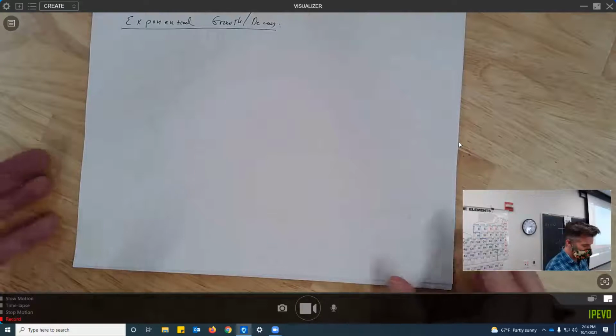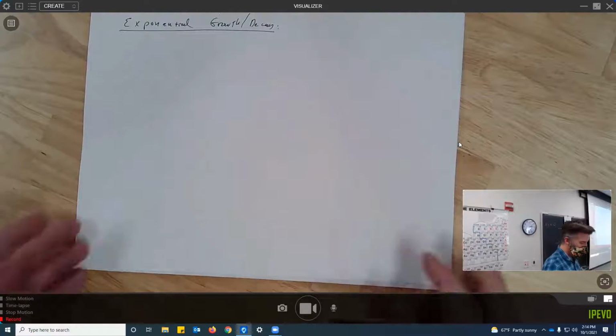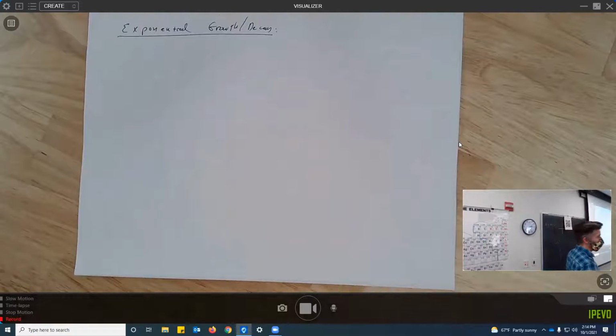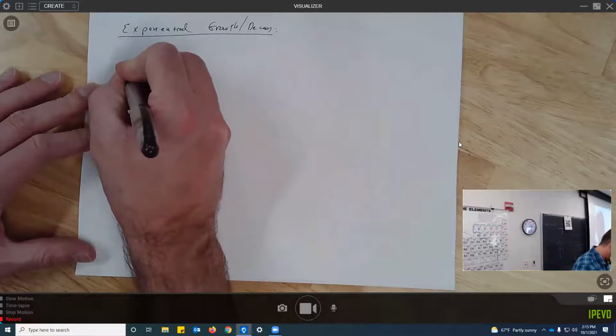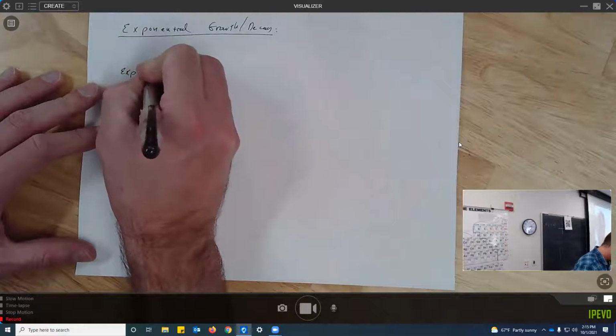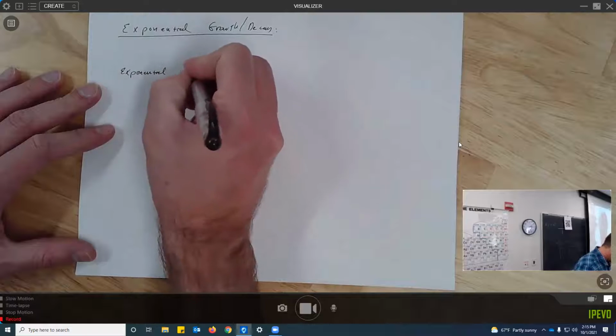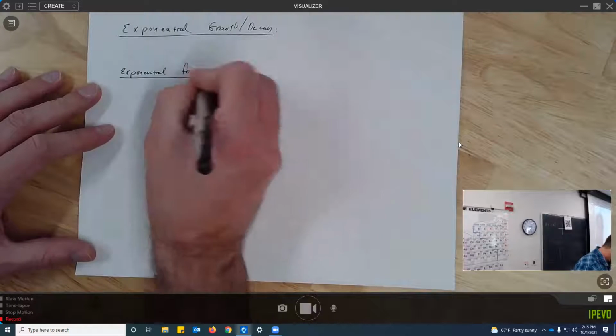So exponential growth and decay, a lot of times we talk about, for example, the half-life of a radioactive element, or how long it takes for some population to double in size. And those are both examples of things that grow or decay exponentially. Exponential functions have this sort of look.